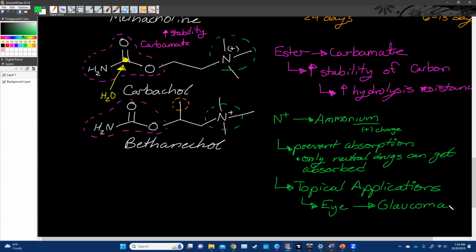So you're going to be able to change the accommodation of the lens, allowing for the aqueous humor to flow from the back of the eye to the front of the eye. But having this N plus prevents absorption, which means that you have minimal systemic effects. Does that make sense? Exactly. Localized effect.